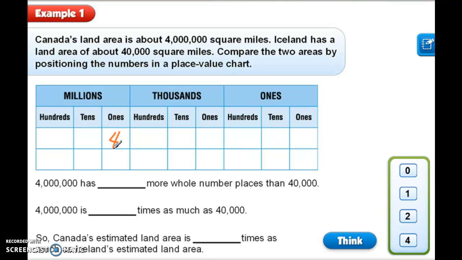Do we have anything in the thousands? They're all zeros, so fill those in. And how about in the ones period? Do we have anything? No. So those are going to be all zeros.